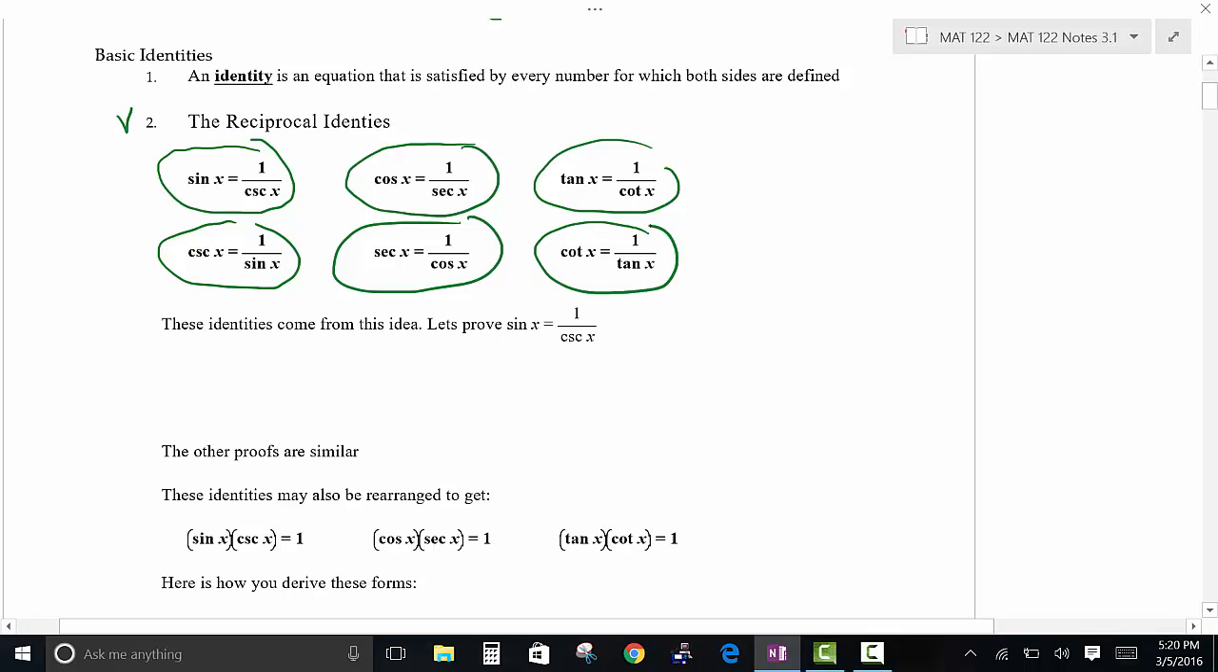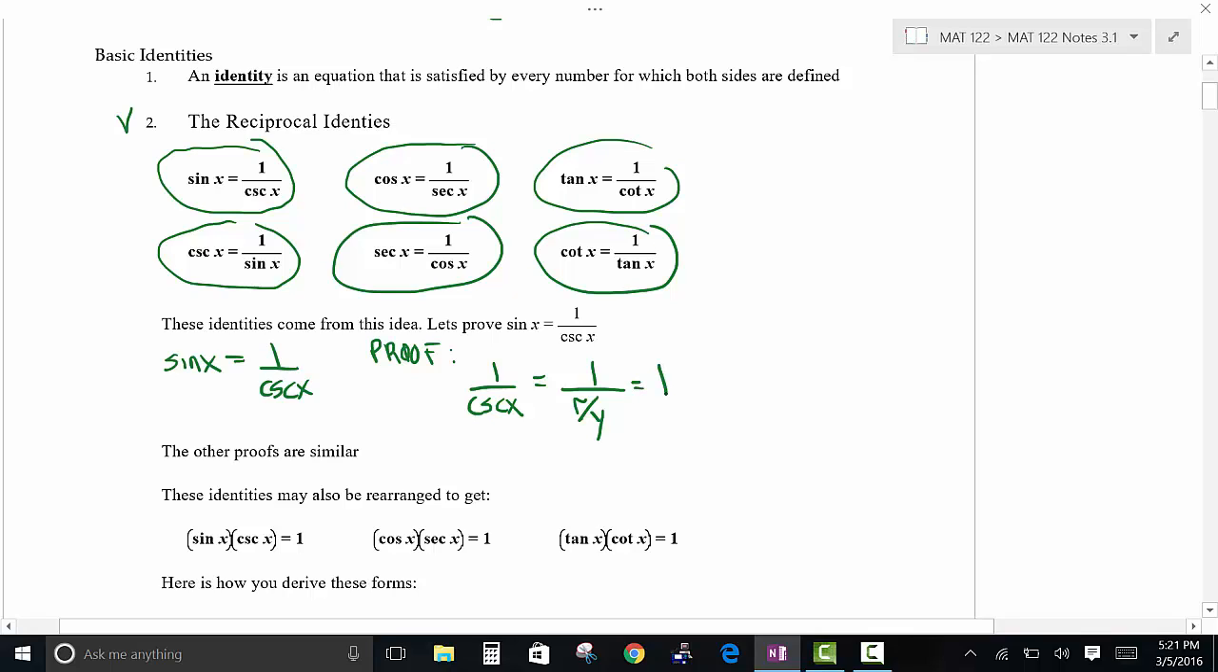All right, well, let's prove one of these just to get the idea. Let's prove that the sine of x is equal to 1 over cosecant x. The way we're going to do this is we're going to start by writing down the right side of this. So let's start with 1 over cosecant x. And all we're going to do is replace it with its definition. The definition of the cosecant is r over y.